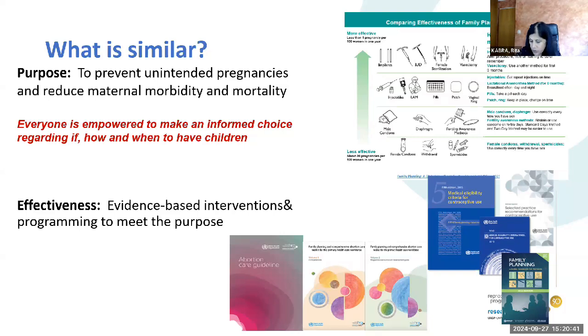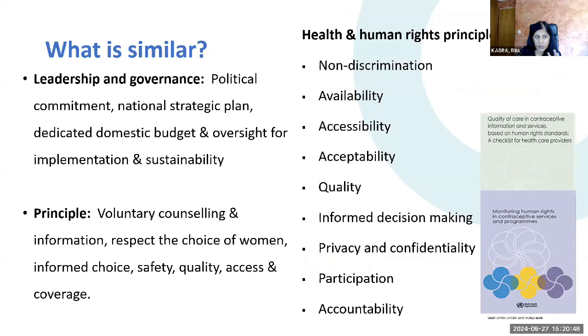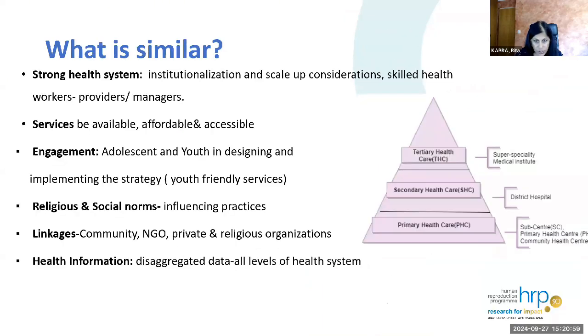So whether you're doing post-abortion or postpartum, the contraceptives are the same, the providers are the same, both need a high level of leadership and governance, both are based on health and human rights principles, and both respect voluntary counseling and information. So the provision is the same. But in order to have post-abortion and postpartum family planning, we really need strong health systems. We need to make sure services are available, affordable, accessible. Both are influenced by religious and social norms.